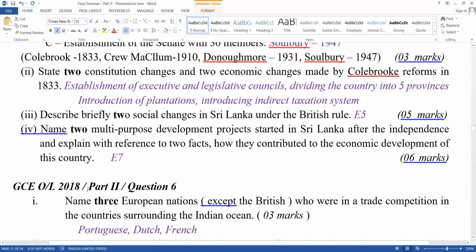Right, then see 2018. Name 3 European nations who were in a trade competition in the countries surrounding the Indian Ocean: Portuguese, Dutch and French, except the British.